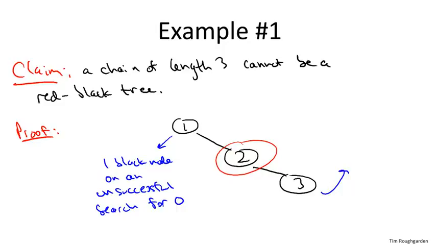So that's a violation of the 4th invariant. Therefore, this would not be a red-black tree. I'll leave it for you to check that no matter how you try to color 2 and 3, red or black, you're going to break one of the invariants. If they're both red, you break the 3rd invariant. If at most one is red, you break the 4th invariant. So that's a non-example of a red-black tree.